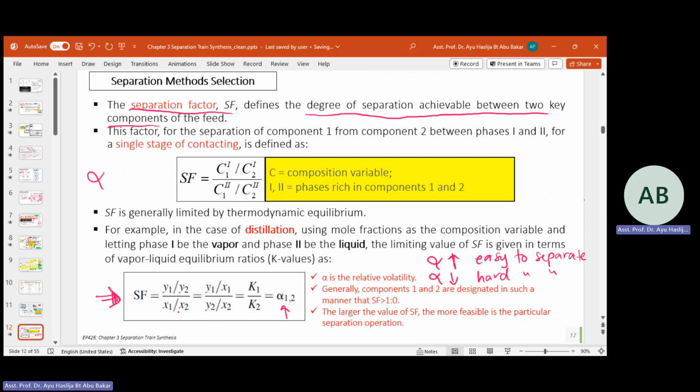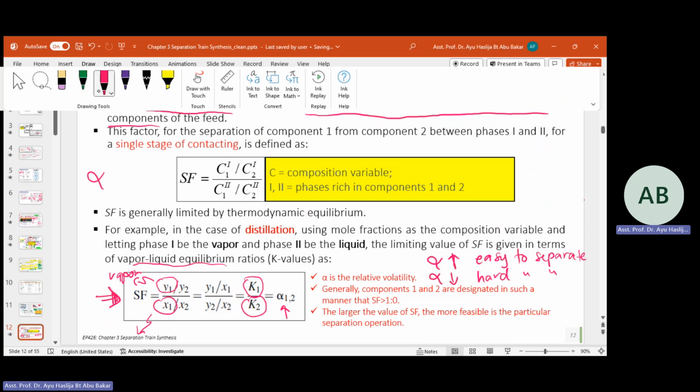Now, how to find this relative volatility? It depends on the K values over here, the vapor-liquid equilibrium ratio. Okay, component 1, component 2. And it also depends on the phase. Vapor, liquid phase. Okay, this one is in vapor phase, liquid phase.